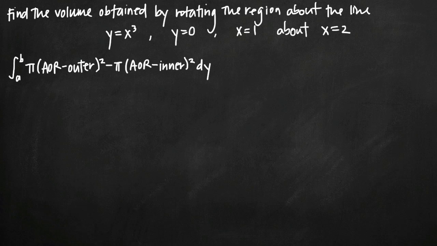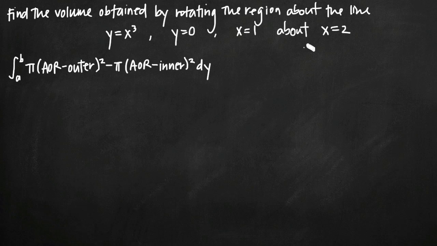Today we're going to talk about how to find the volume obtained by rotating the region bounded by these three curves about the line x equals 2. So we've been given the curves y equals x cubed, y equals 0, and x equals 1. Between the three of these, they bound a particular region, and we're supposed to rotate that region around the line x equals 2 and find the volume that we obtain when we perform that rotation.